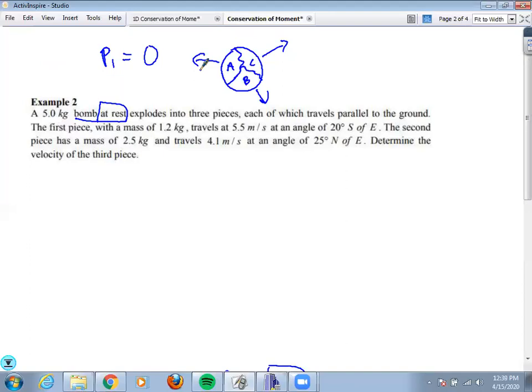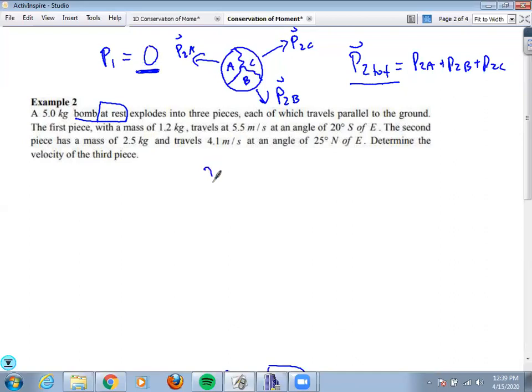So there would be momentum vectors. So there would be P2B, P2C, and P2A. And so the total momentum, P2 total, would then be the sum of the three momenta. So P2A plus P2B plus P2C. So you add all those together, that would be P2 total. And of course, P2 total must equal P1 total, which is equal to 0. So that's the premise.